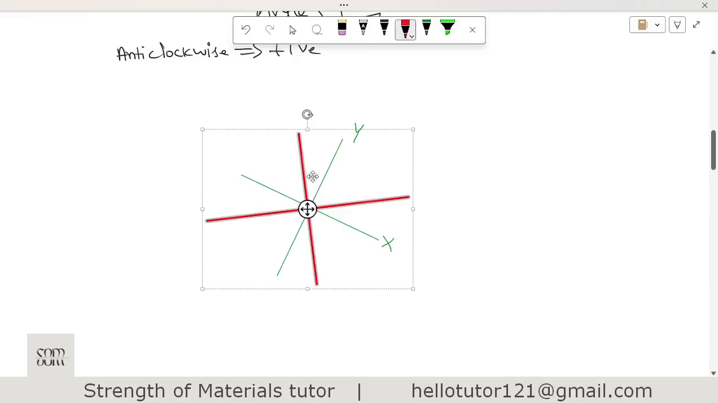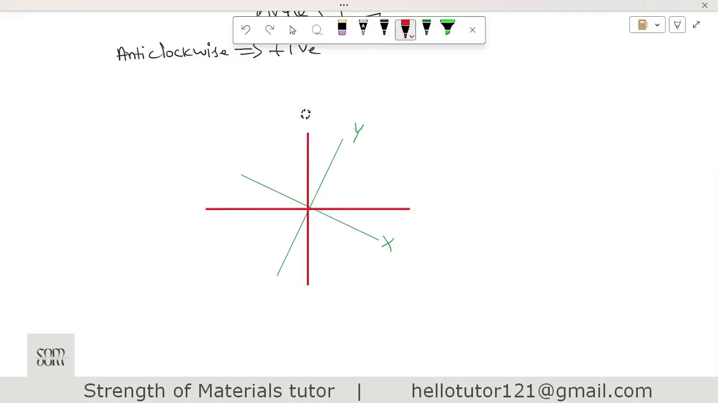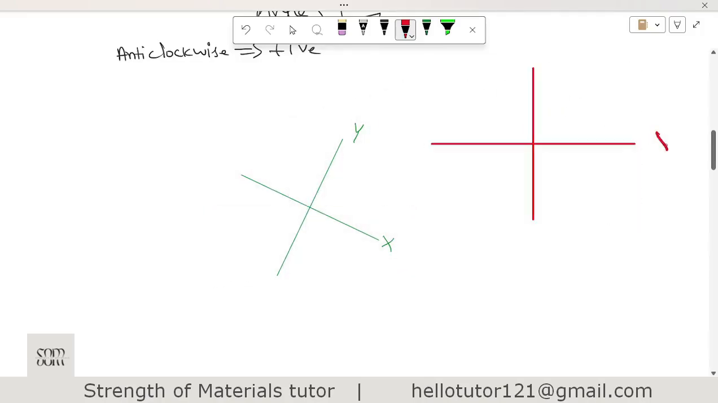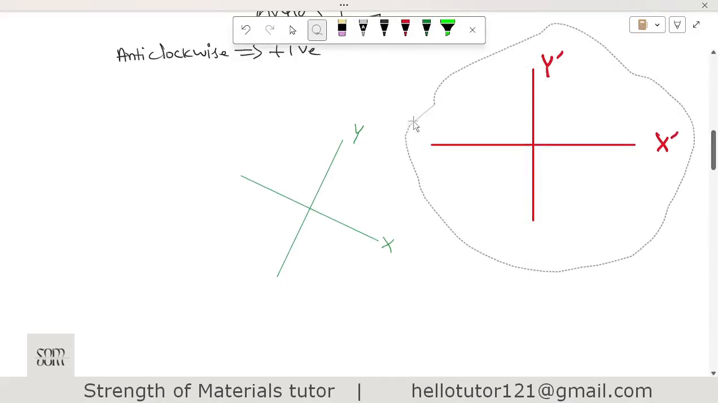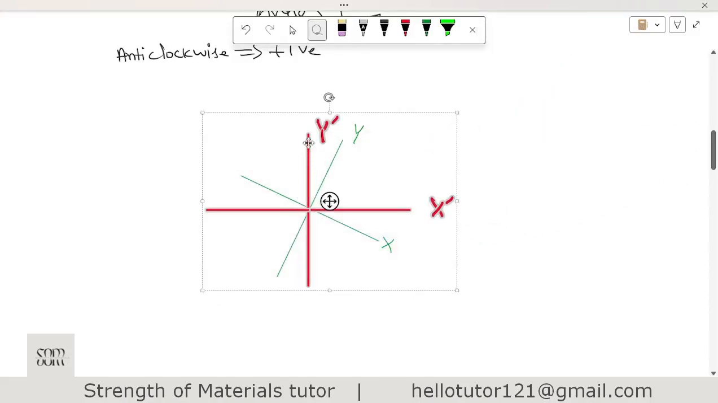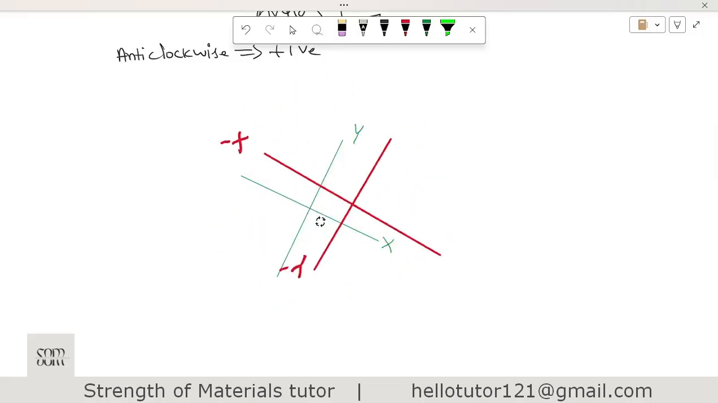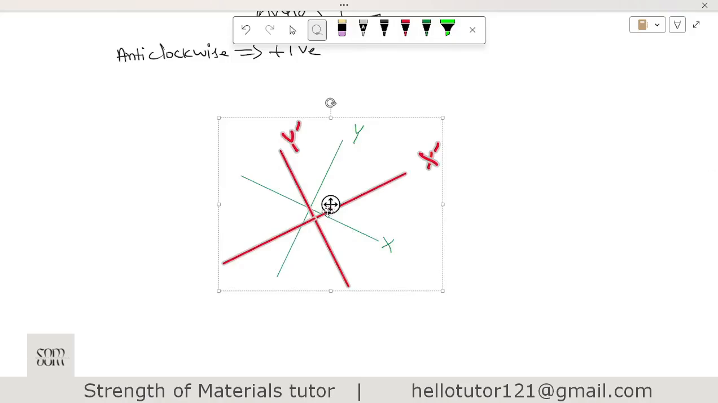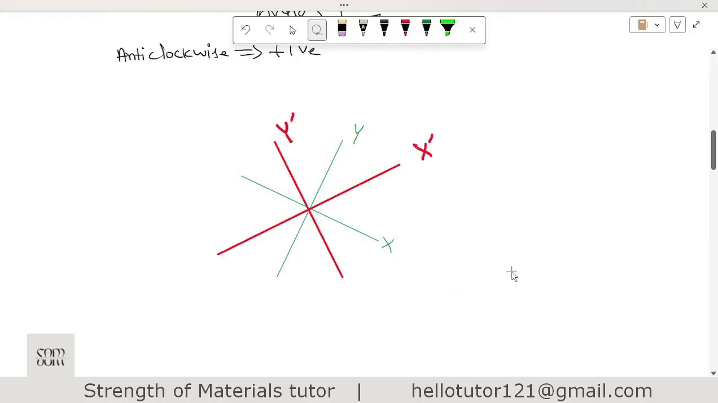First of all, let me write x and y, x prime and y prime, so that I can recognize them. Let us say it is rotated somewhere. I can keep it anywhere, for example like this. Now you can see x is rotated to x prime, right? So this is the angle theta.